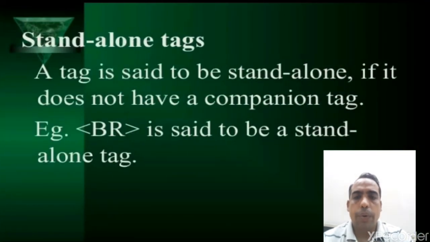Standalone tag, or you can say empty tag also. A tag is said to be a standalone tag or empty tag if it does not have a companion tag. For example, the BR tag. The full form of BR is break row.